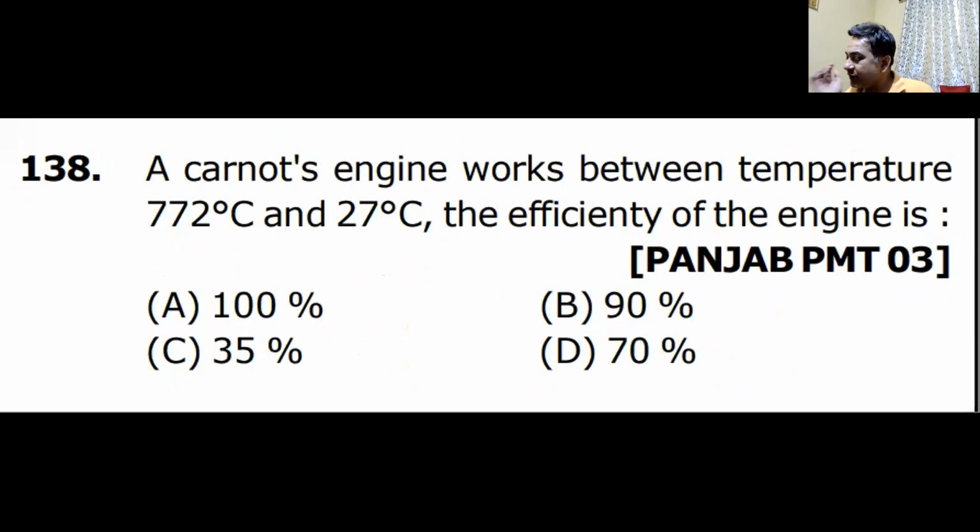A Carnot engine works between the temperature 772, instead of 772, and 27 degrees Celsius. What is the efficiency of this engine? I think instead of 772 it should be 727. That would make more sense. Just make it 727. Probably that will make more sense. You will have a simple answer.